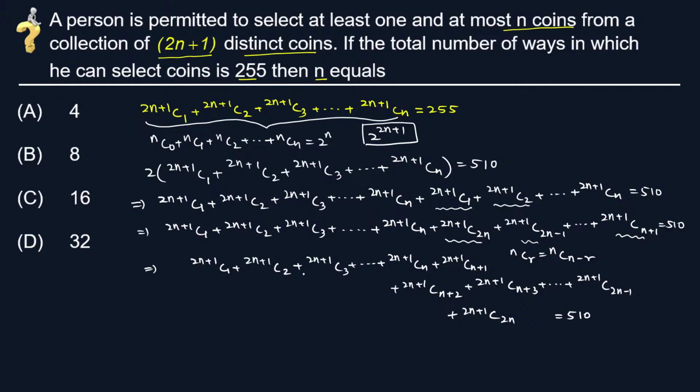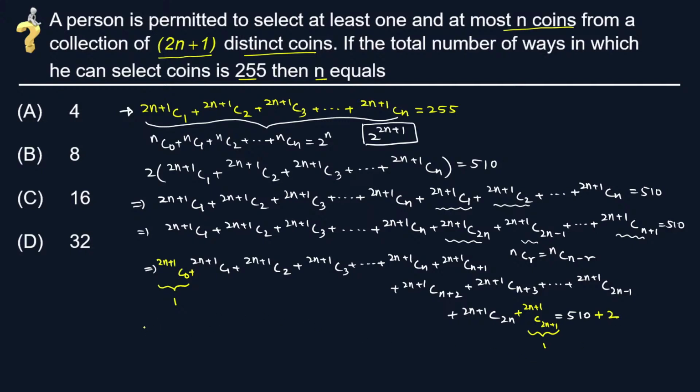So we have manipulated the given equation in this way. But still, we cannot write this as 2 to the power 2n plus 1. So for that, I'm simply adding 2n plus 1 C0 and 2n plus 1 C 2n plus 1. The value of 2n plus 1 C0 is basically 1 and that of 2n plus 1 C 2n plus 1 is also 1. So I have actually added 2 on the left hand side, and I'm doing the same thing on the right hand side.